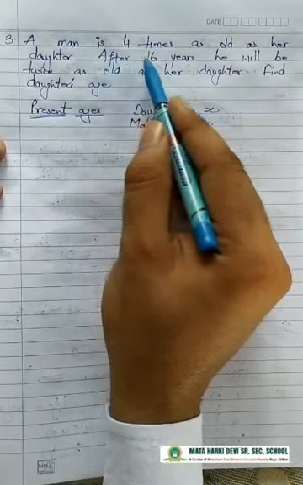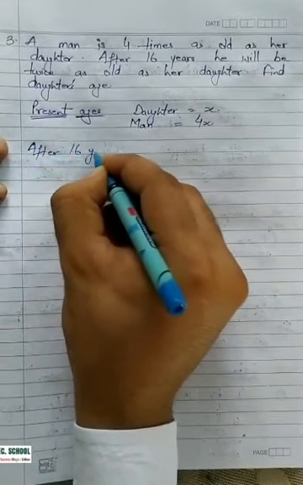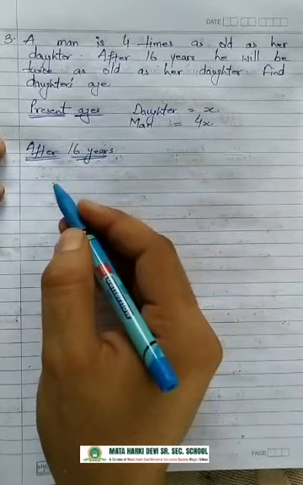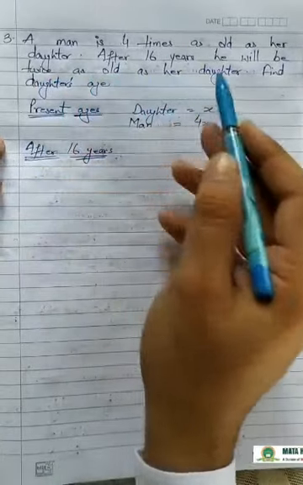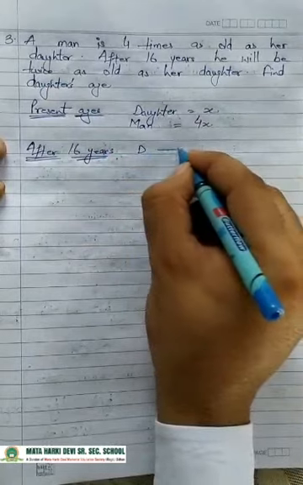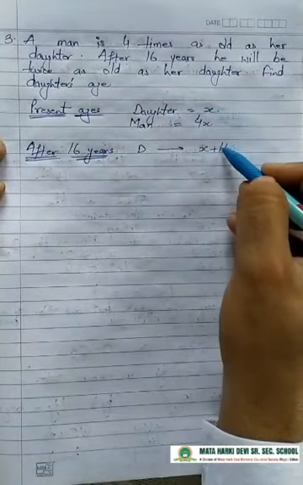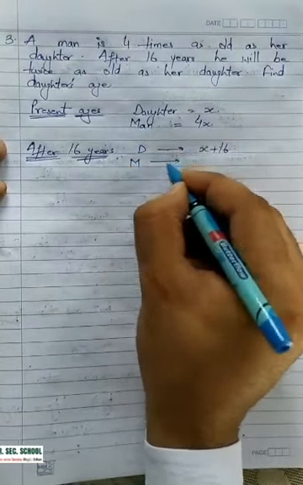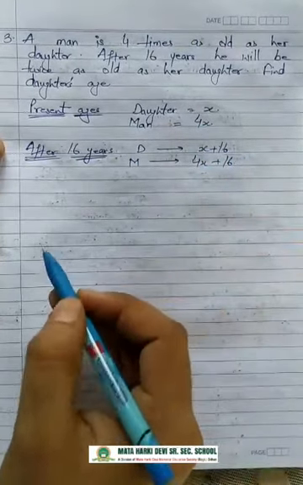Another thing is after 16 years. So we'll calculate the ages after 16 years. After 16 years, he will be twice as old as his daughter. So after 16 years, what will be the age of his daughter? Present age is x, so after 16 years it will be x plus 16. And this man will be 4x plus 16.